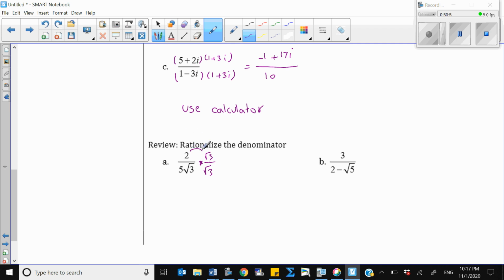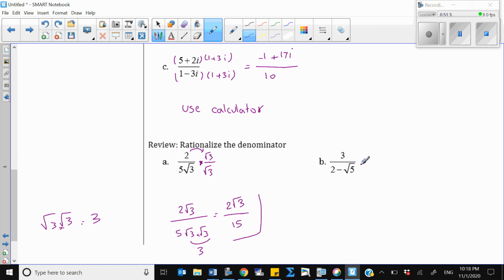So I multiply by radical 3 over radical 3. Multiply top by top, so it will be 2 radical 3, and multiply bottom by bottom, 5 times radical 3 times radical 3. Radical 3 times radical 3, the radicals go away and I have only a 3 left, so this is 5 times 3. The fraction is going to look like 2 radical 3 over 15. Okay, now let's do this example.